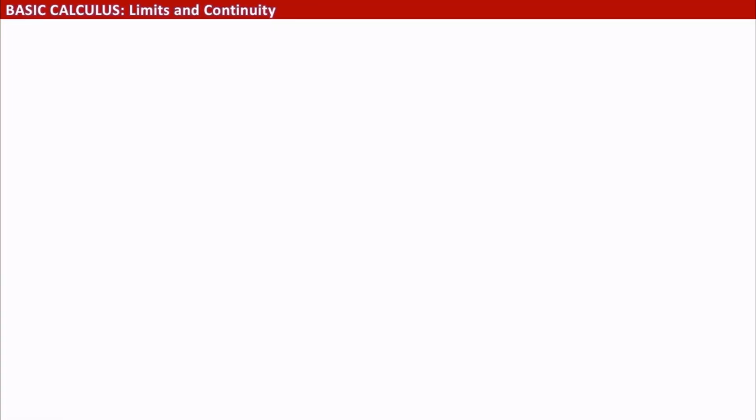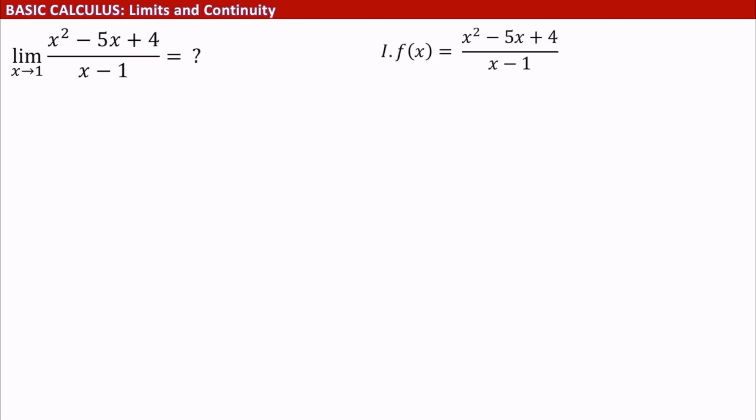In this episode, we'll try to solve for the limits of functions using table of values. Let's start with this one. Let's solve for the limit of x squared minus 5x plus 4 all over x minus 1 as x approaches 1. I want you to focus on two things. First, our function, which is f of x is equal to x squared minus 5x plus 4 all over x minus 1. And second, our x approaches 1.